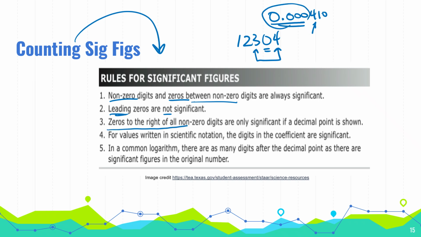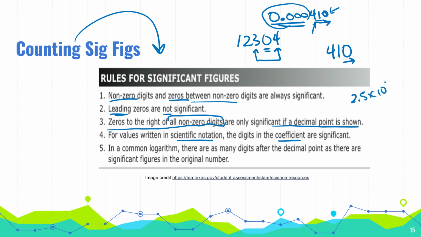Now, zeros to the right of non-zero digits are significant only if there's a decimal point. This 0 here is to the right of the non-zero digits, and there's a decimal point. That means that this 0 is significant. However, if it was just 410 and there was no decimal point, that 0 to the right of the non-zero digits is now not significant. Significant 0, not significant 0.